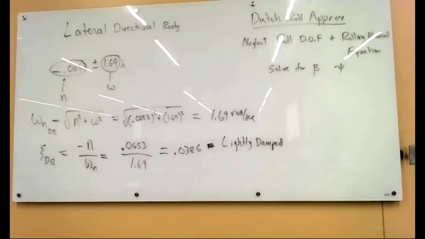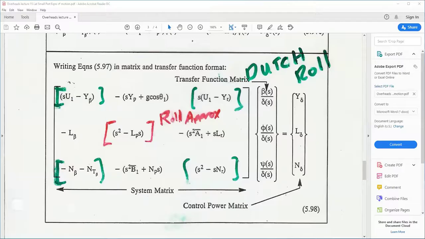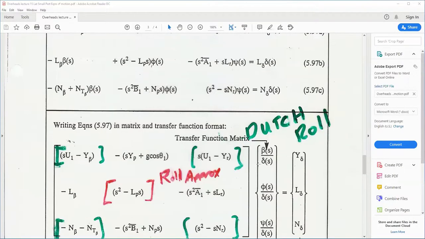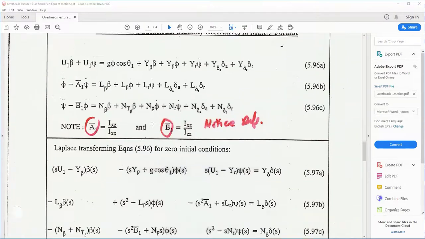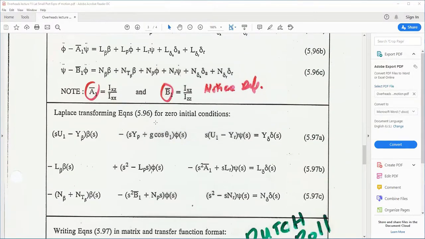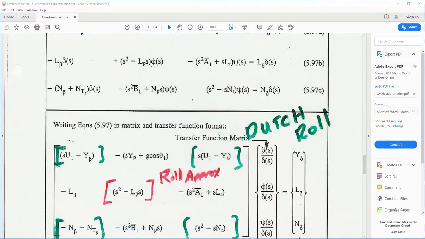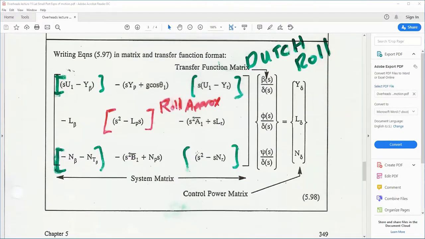So if we go back to our full 3x3 matrix in the Laplace domain, here's that matrix. Remember how we got this? We took the 3 differential equations after defining the dimensional derivatives, and then we Laplace them with 0 initial conditions. And then we collected them into this matrix. So the Dutch roll is the green stuff.